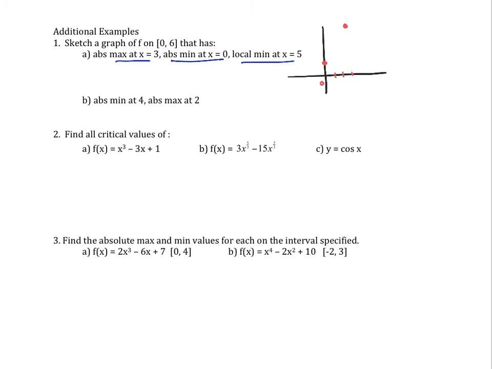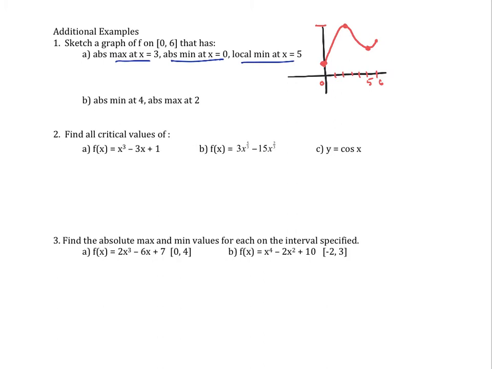And I have a local minimum at 5. 1, 2, 3, 4, 5. So a local minimum has got to be down here somewhere. And then here's 6. We'll put 6 maybe right there. It doesn't really matter. So basically what I'm sketching is this curve that goes up, hits an absolute maximum right there, and then comes back here. This is a local minimum at 5, on the interval from 0 to 6, and it has an absolute maximum at 3. There's the highest point of the graph, and it has an absolute minimum at 0. This is the lowest part of the graph right here.